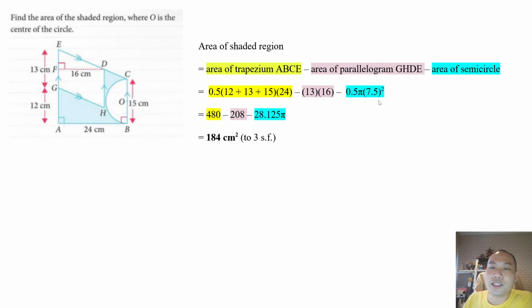In this case, the radius is 7.5. So just use the formula. This is what we get. Put the numbers into a good working calculator, and you will have 184 square centimeters, rounded off to three significant figures, unless otherwise stated.